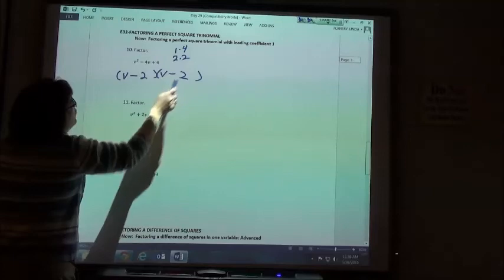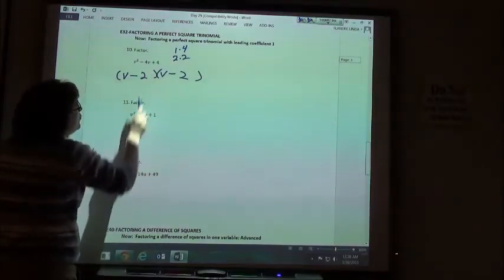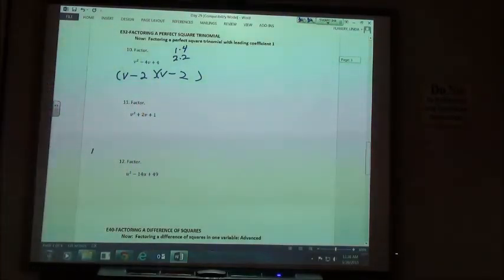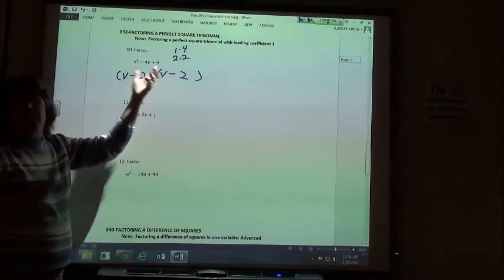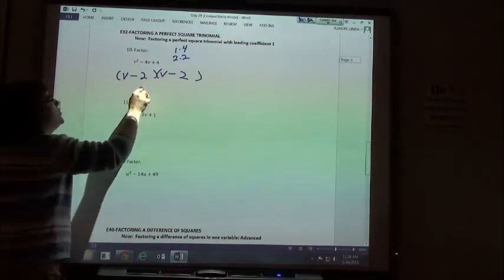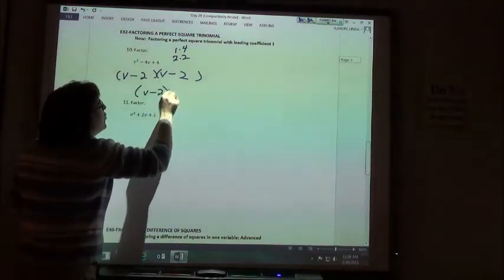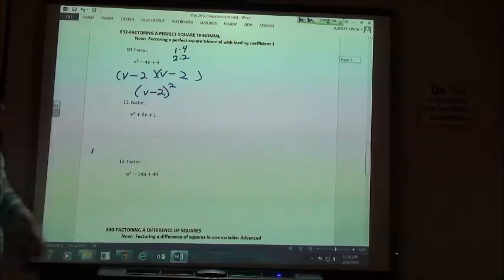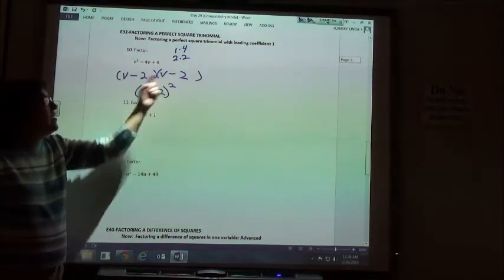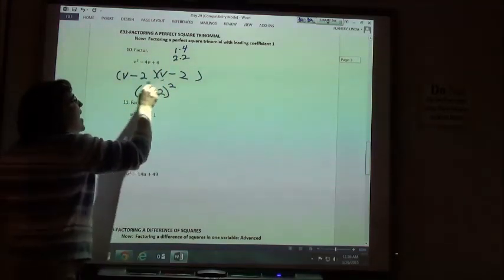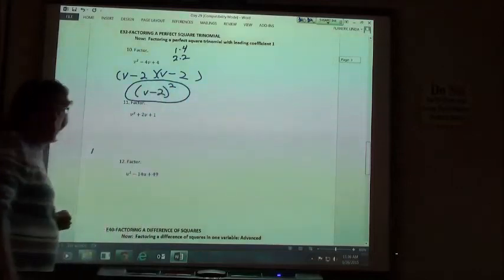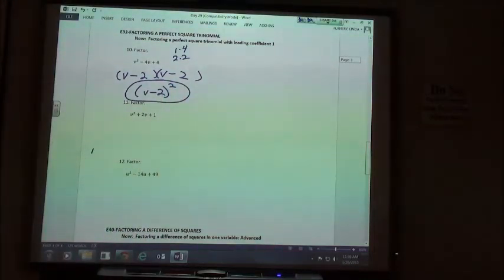A negative 2v plus a second negative 2v is the negative 4v in the middle. Now, the reason they call this a perfect square trinomial is you can see when you factored it, you got the same thing twice. So when you enter it in, they're going to have you enter it in as a square. V minus 2 times V minus 2 is the same thing as V minus 2 squared. There's my perfect square trinomial.